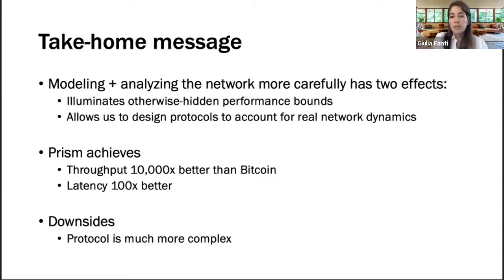So kind of the take-home message here is that by modeling and analyzing the network more carefully, we were able to see performance bounds that were not previously explicitly characterized. And it also allows us to design protocols that can account for these real network dynamics, both in theory and in practice. One downside is that this protocol is a lot more complex than the Nakamoto consensus. So this is, I think, one of the key weaknesses of Prism compared to other baselines.